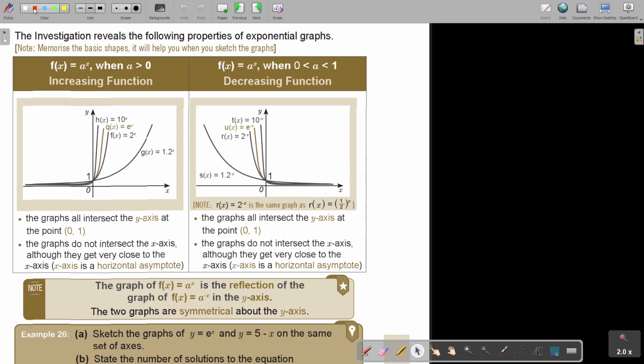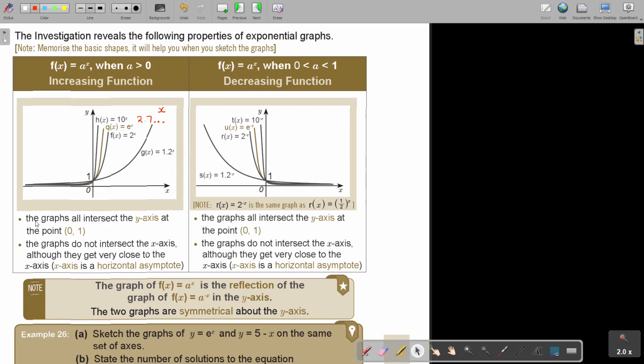Now, don't forget that the value of e is actually 2.7, it's an irrational number, e to the power of x. And that's why it's a bit closer to the y-axis than y equals 2 to the power of x. Okay, so this is very important. The base is always positive. Can you see? So it's bigger actually than 1.